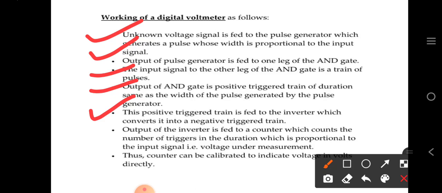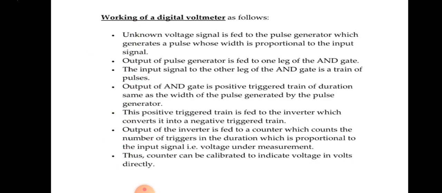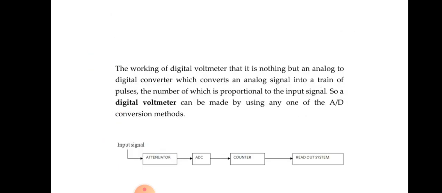The output of the inverter is fed to a counter which counts the number of triggers in the duration, which is proportional to the input signal, that is the voltage under measurement, and thus the counter can be calibrated to indicate voltage in volts directly. Okay, so the complete working depends upon the triggering of the pulses to the AND gate and NOT gate, and finally the voltage is displayed in the display unit. So this is the actual working of the digital voltmeter.